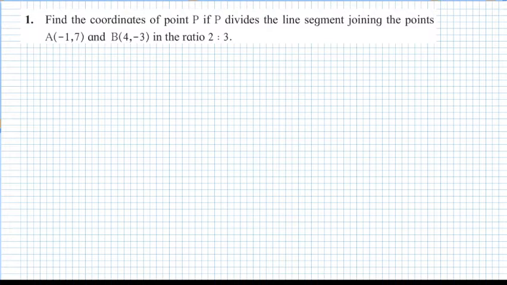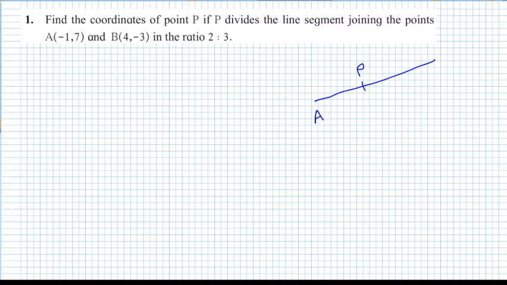What is the problem? Find the coordinates of point P if P divides the line segment joining the points A (-1, 7) and B (4, -3) in the ratio 2:3. So what is given? If P is dividing the line segment, suppose here we have our line segment like this. Suppose here is the point P which is dividing the line segment.